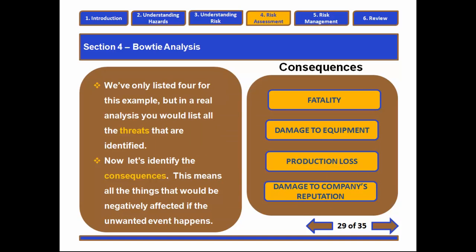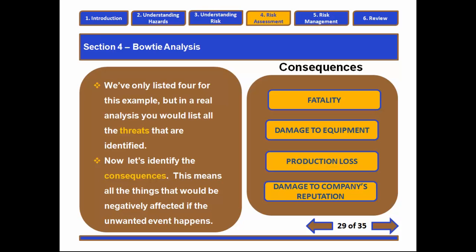Now, obviously, we've only listed 4 here for brevity, but in a real bow tie analysis, you're going to brainstorm, come up with as many different possible threats as you can identify, because you want to be thorough in your analysis. So next, let's look at the right-hand side, the consequences. The consequences of these vehicles colliding are listed here in the slide on the right. We have things like fatalities, damage to equipment, loss of production, threat and damage to the company's reputation. These are all consequences if the unwanted event happens.